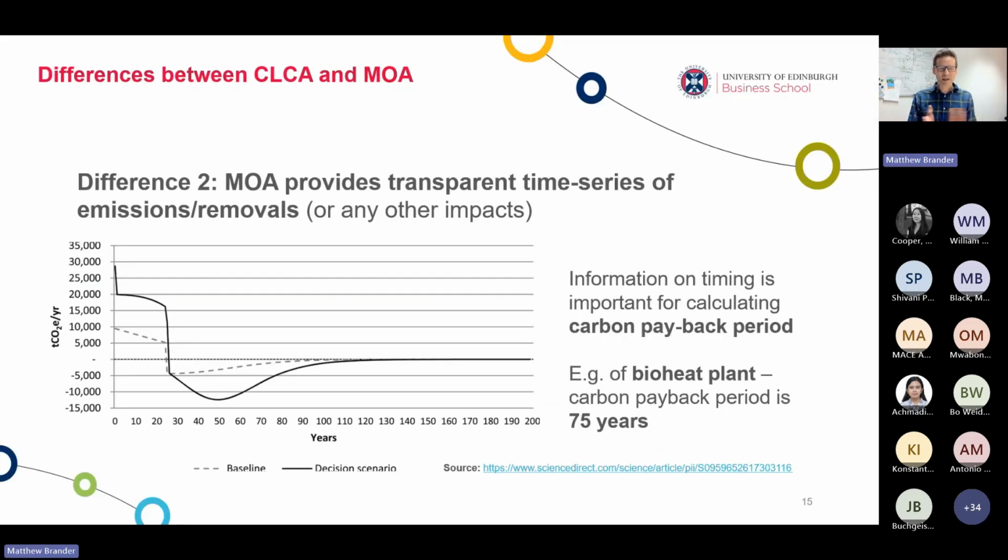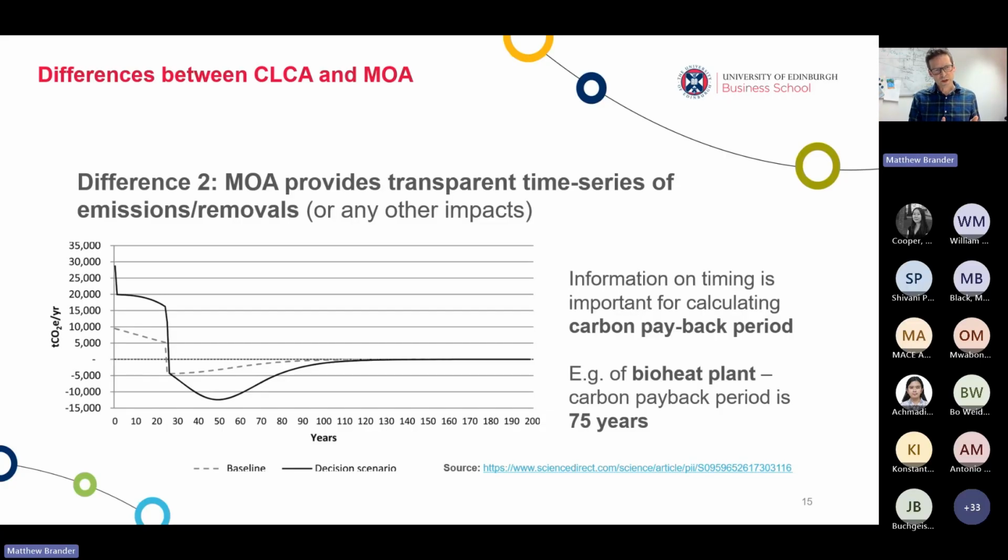Good. Okay, so I'm going to talk through this slide. So yeah, what we have is the output from a MOA for a bioheat plant. And we've got the two scenarios. The dark line here is the decision or intervention scenario. The dashed grey line is the baseline.